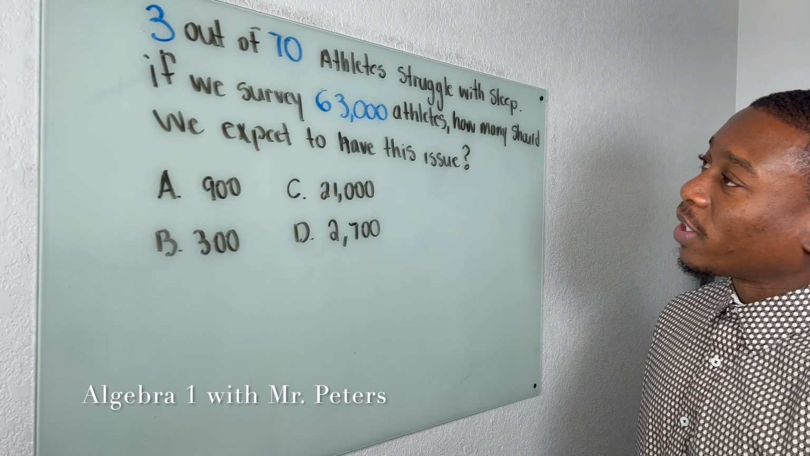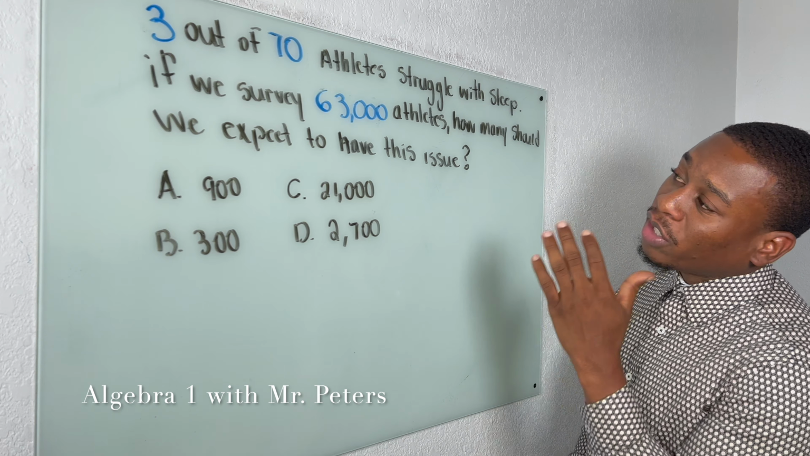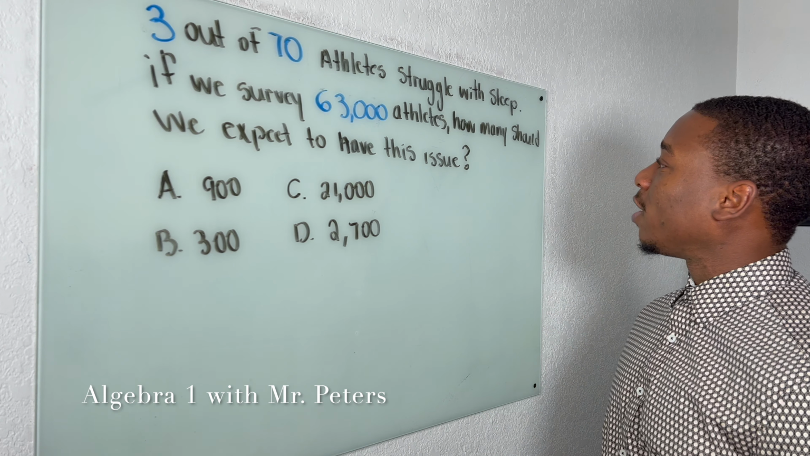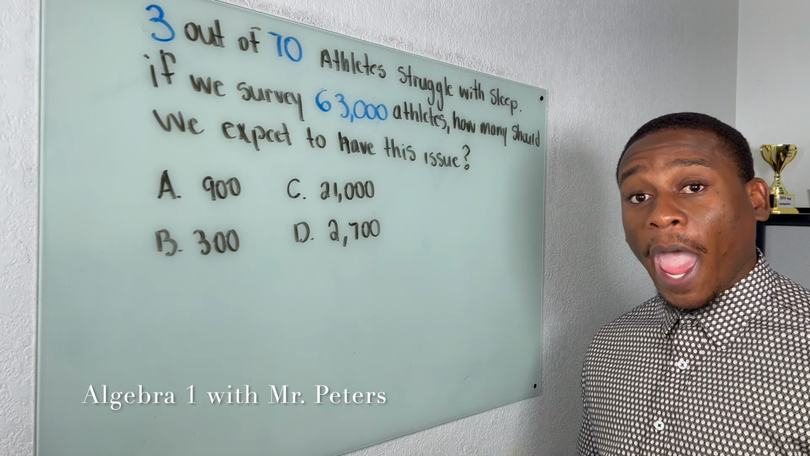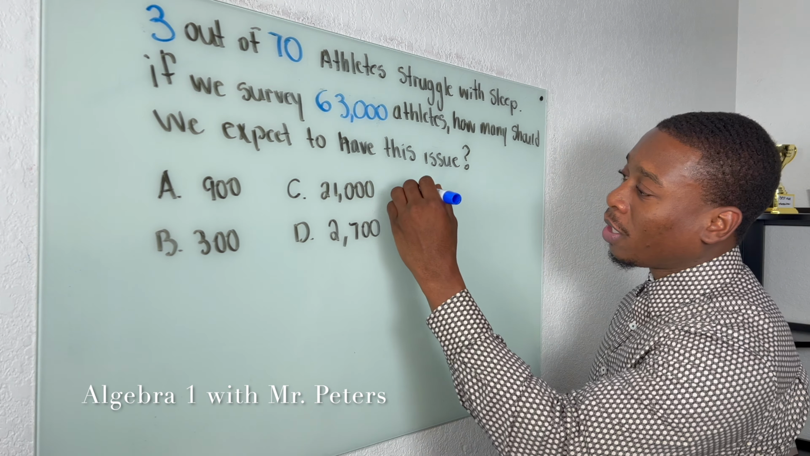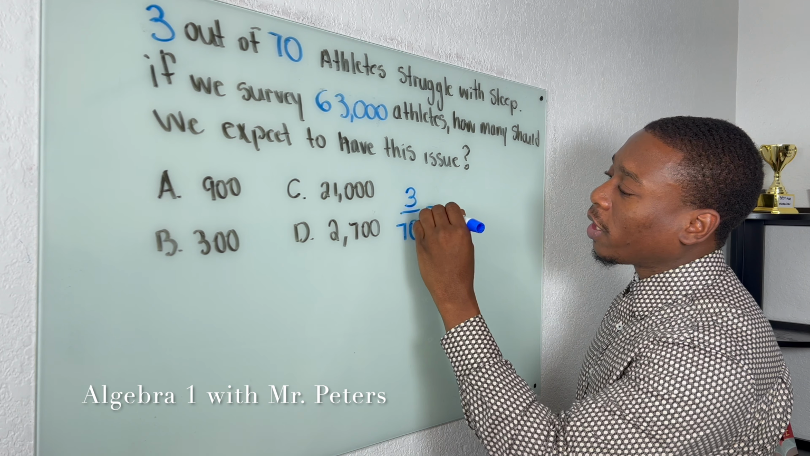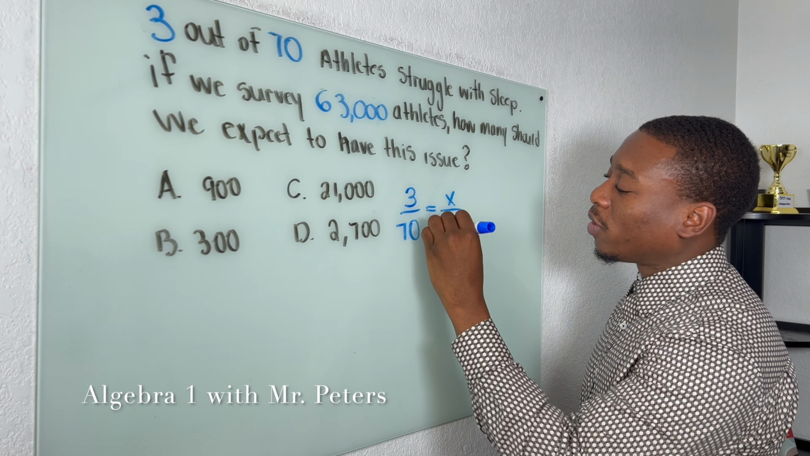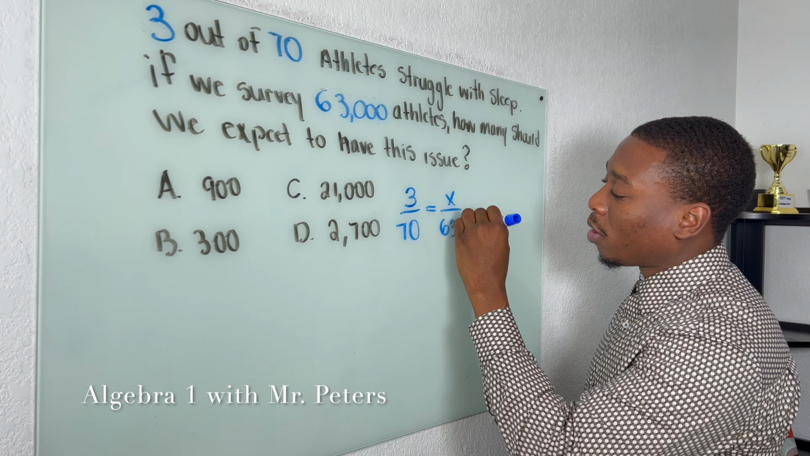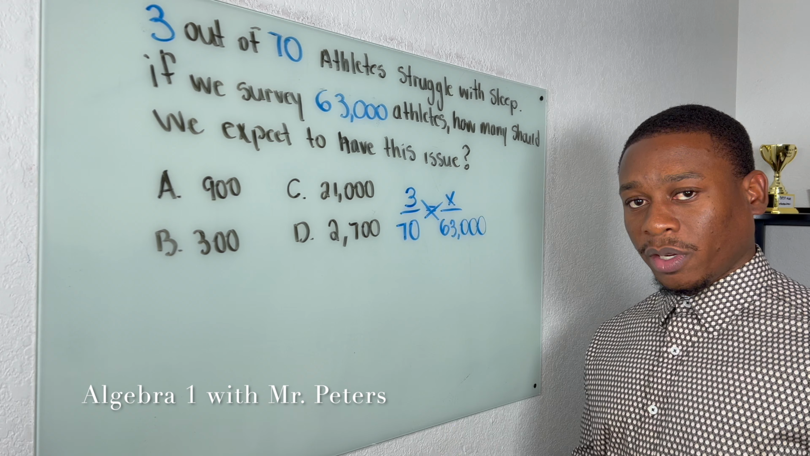So our last problem says 3 out of 70 athletes struggle with sleep. If we survey 63,000 athletes, how many should we expect to have this issue? So there's two ways I'm going to show you guys how to do this. We could set it up like a regular proportion. 3 out of 70 is equal to x out of 63,000. And then we could cross multiply to figure out our answer, right?